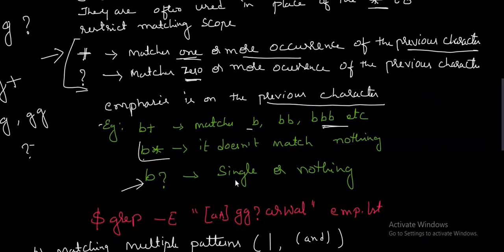Then go to question mark. If you are using B question mark, it indicates either it should occur a single time or it should not occur. Even if that particular line is not starting with B also, it is going to select. See, these are all examples I'm giving.